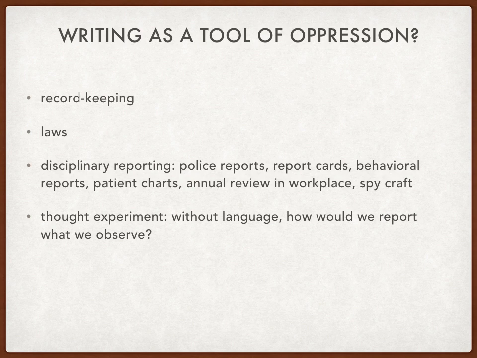So it's curious to me to think about this a little bit. And it's one of the things that Foucault does talk about here a little bit: without language, how would we report what we observe? So language then becomes a tool of oppression in a certain way. The ability to write something down. Writing is obviously a neutral thing. It can be positive, it can be negative, but it can have a negative function, and it is one of the tools of surveillance. There's a need to record things.